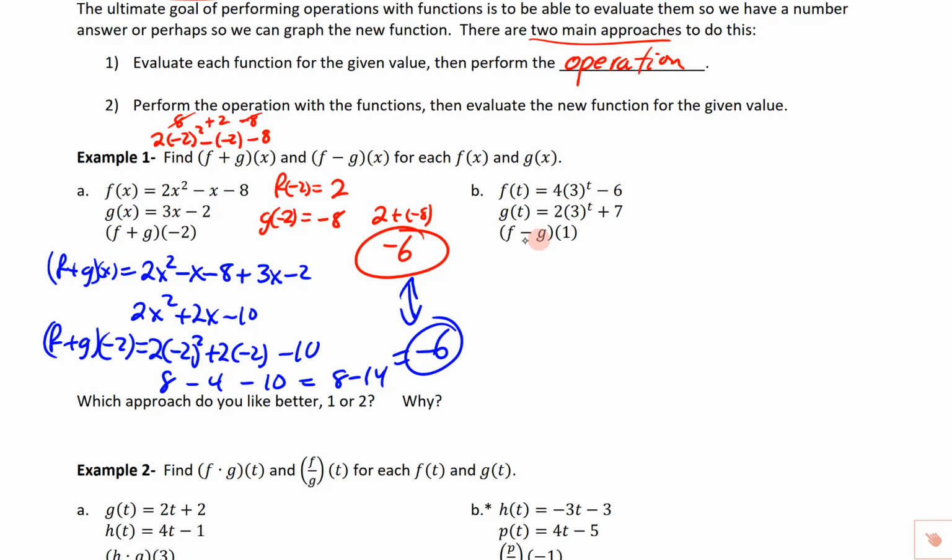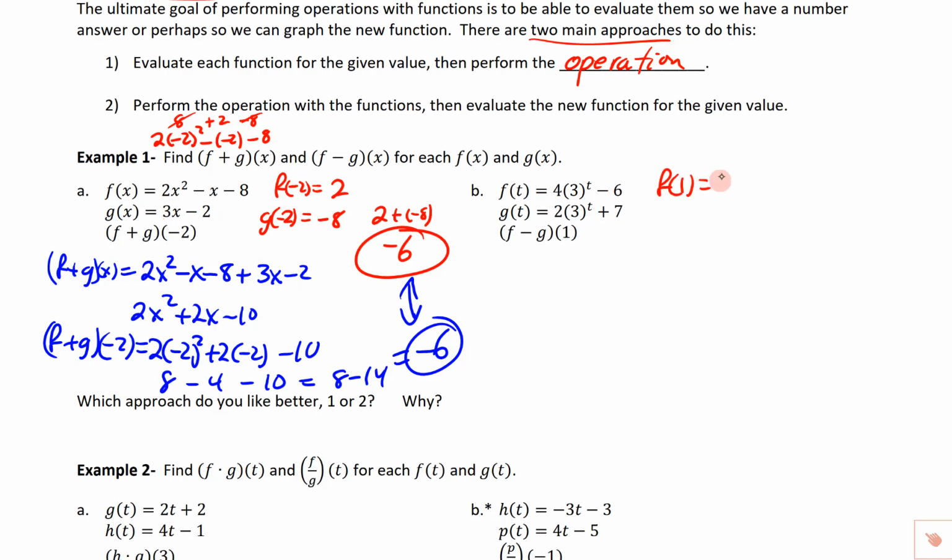So let's turn our attention to this one right here. This is f minus g of 1. So the first thing, and again, you'll notice that they did f of t rather than f of x and g of t rather than g of x. Sometimes we'll call that a dummy variable. You can change it out for anything that you want. But let's go ahead and figure out what f of 1 is.